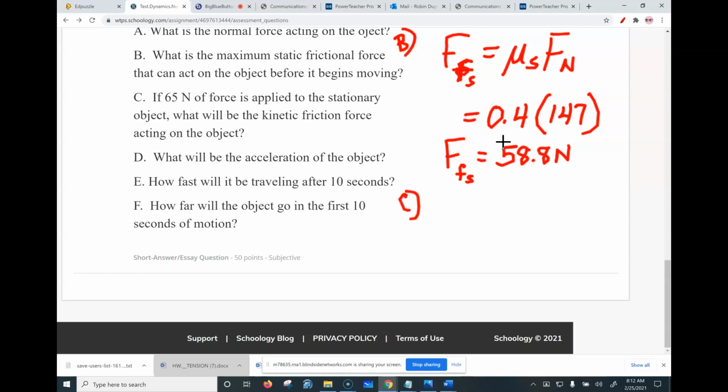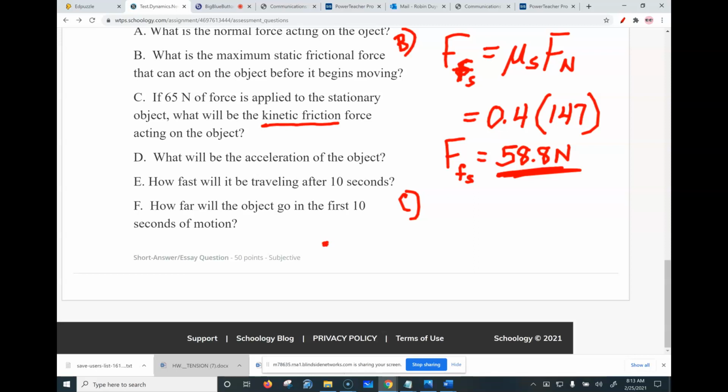Part C is if 65 newtons of force is applied to a stationary object, what will be the kinetic frictional force acting on it? I even give you that as a hint, but it might have confused you because you might have thought, well, why would you tell me that? I don't know. But I'm telling you it's kinetic friction because I know I applied a force bigger than that. So hopefully me going through this helps you remember those problems that we did. We did a bunch of them. So how do I do this?